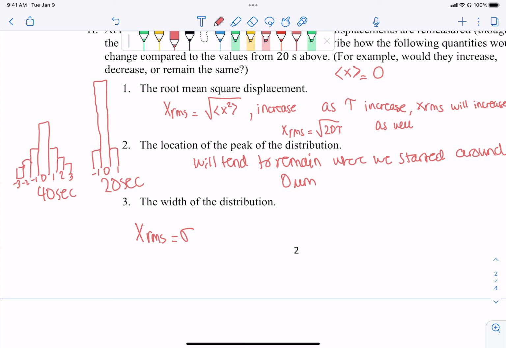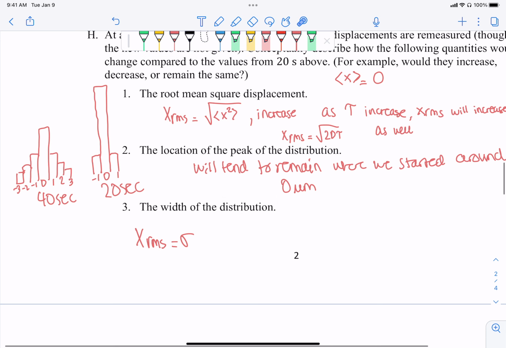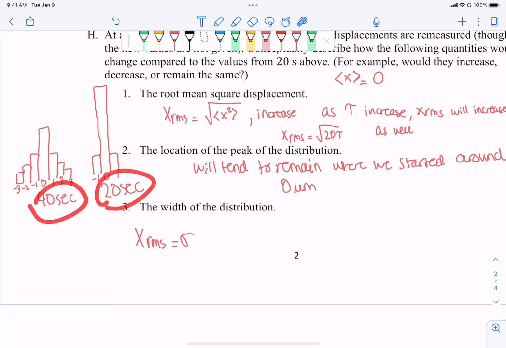Yep. So if you give them more time to spread out, they're going to tend to spread out to different positions, and that'll spread out the width of the distribution, the width of the graph. This is looking at the 20-second versus the 40-second one. I'll give them more time, they're going to occupy different positions, so I have a wider variety, a wider distribution. I have more positions that I can occupy. So the width of the distribution will increase.